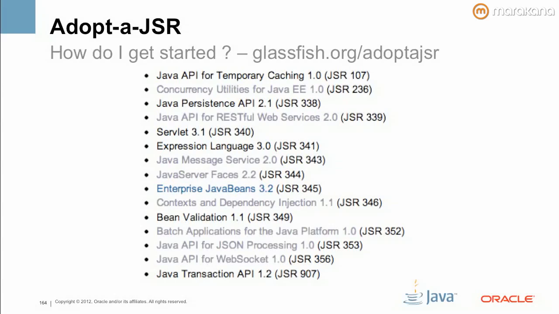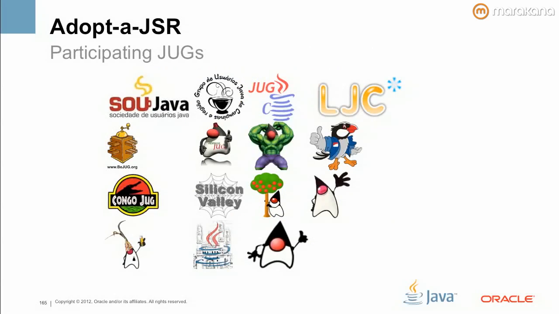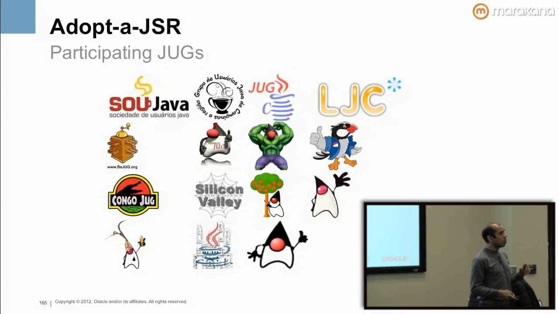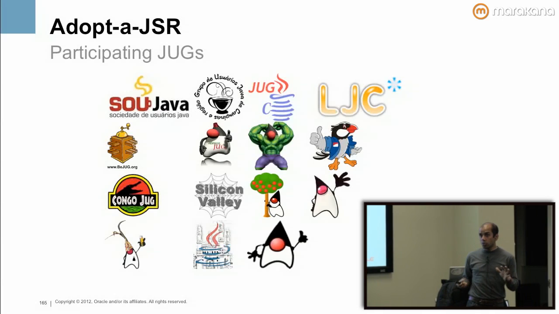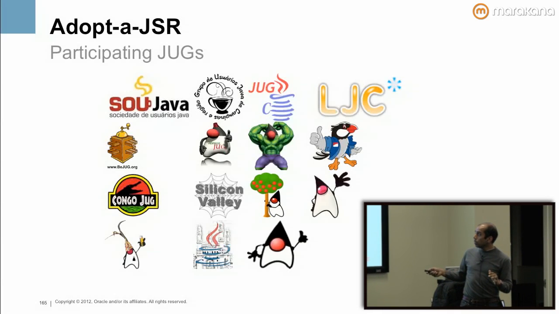Now you may wonder, who is doing AdapterJSR? Today, there are 15 Java user groups around the world that are actually doing AdapterJSR. So for example, this is Hyderabad Java user group. What they're doing is building an application using different Java EE 7 components.